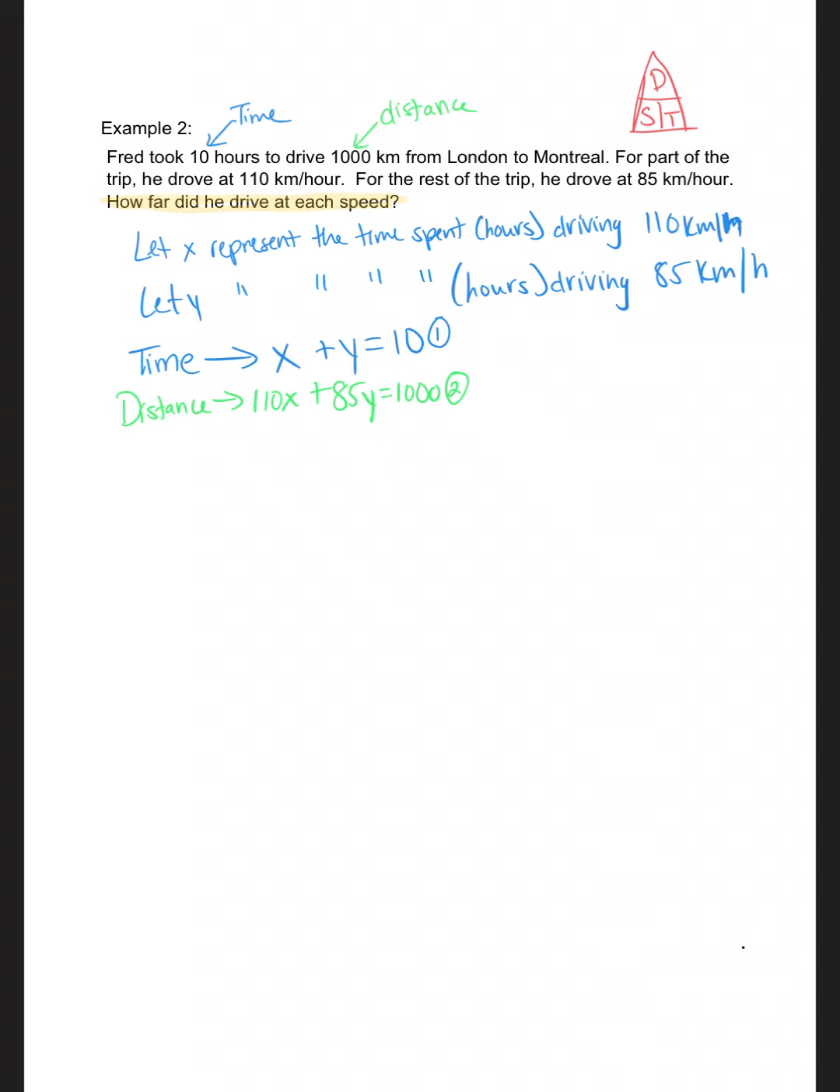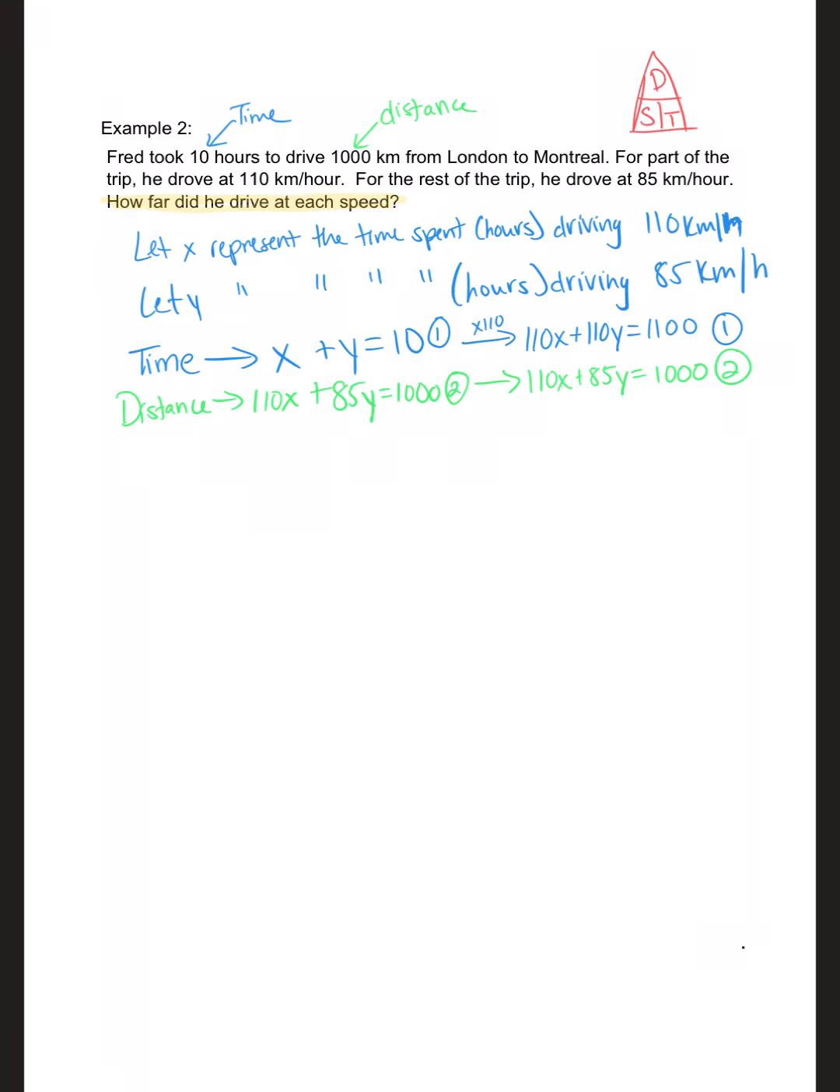So I'm going to multiply equation 1 by 110 so that I can get the magnitude on my x's the same. Okay, so this will become 110x plus 110y equals 1100. Okay, nothing to change about my equation 2. It'll be 110x plus 85y equals 1,000. That's my new equation 2, and that's my new equation 1.